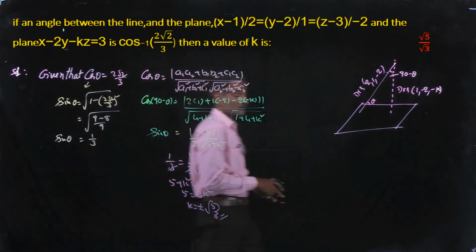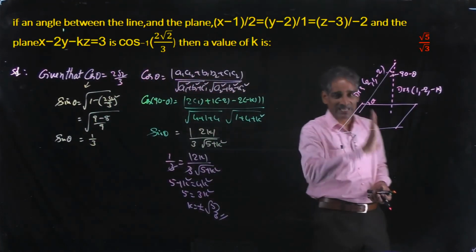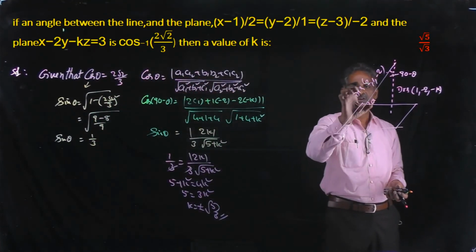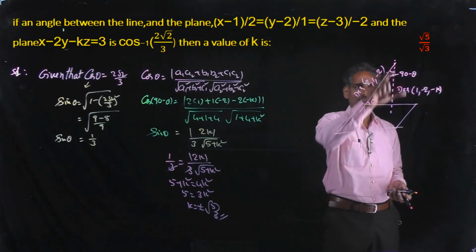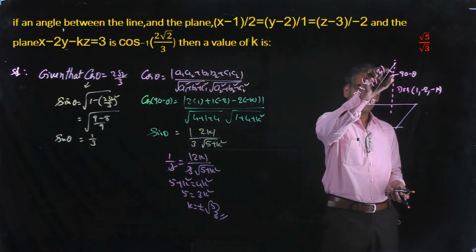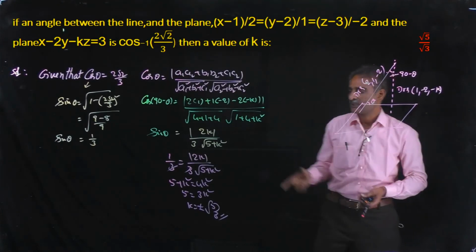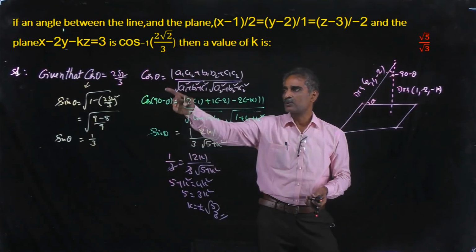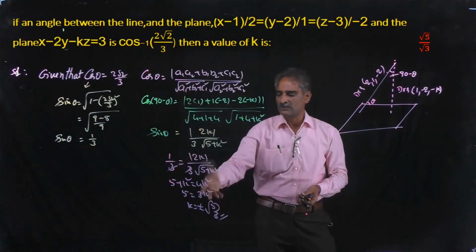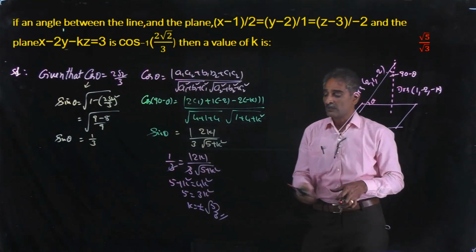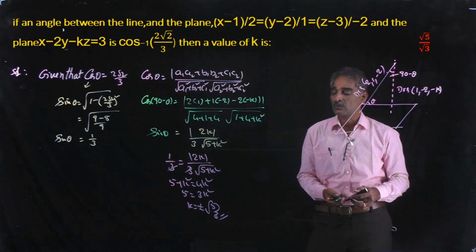Understand? Actually you can find out the angle between the lines, but here we have to find out the angle between line and plane. So clearly this is a right angle triangle. You can apply formula for this angle. That's it. We have to find out theta value. So cos theta is equal to 2 root 2 by 3. Then sin theta 1 by 3, substitute in this. You will get k equal to plus or minus root 5 by 3.